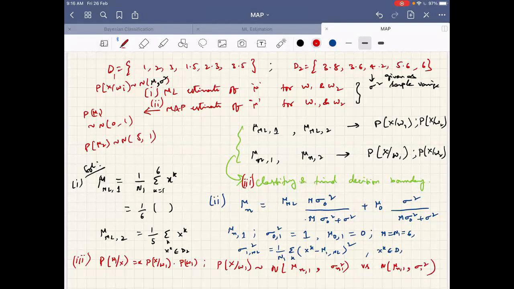Okay, so I have written another expression here: N of mu n1 comma sigma 1 square. Which is correct? Is the second one correct or the first one? Sigma 1 here means sigma ML only, which I have computed. The first one is correct. Okay, I got one vote for this. Any disagreements?